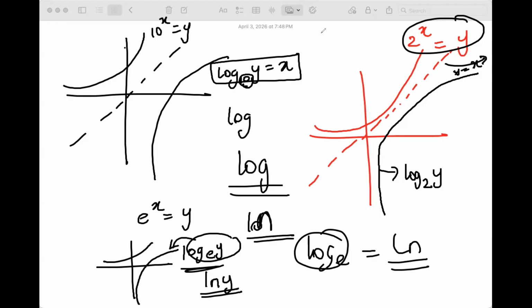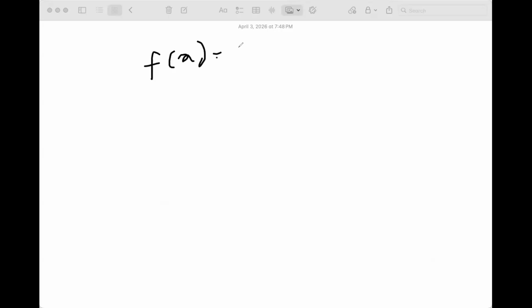In the calculator, usually we don't have a way to find ln. We have to convert to log base 10 and then calculate any values if we want to. Now let's go ahead and try this one. Suppose I have f of x is equal to minus 3 log base e of x plus 1, plus 2.